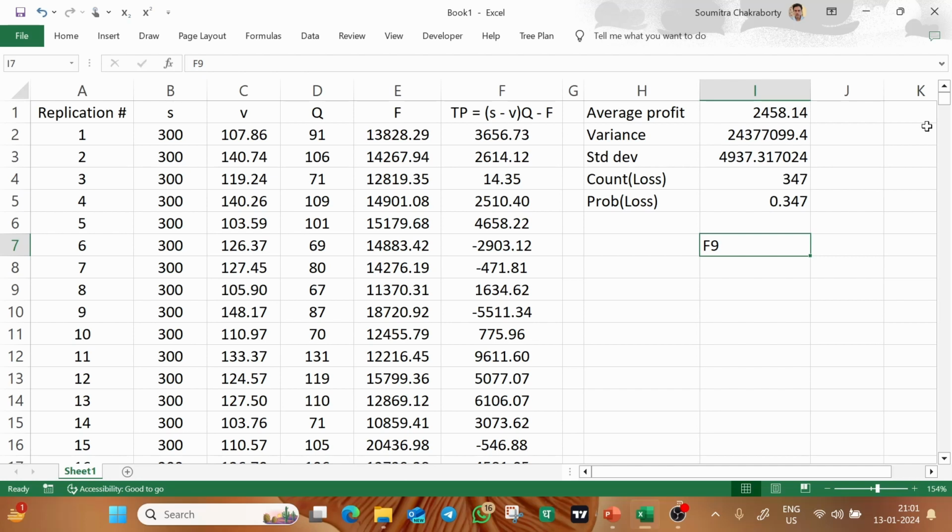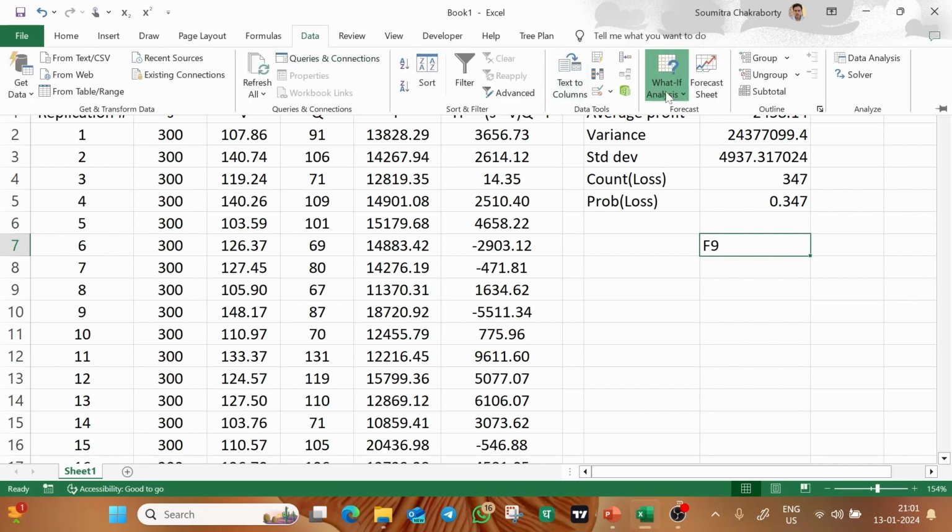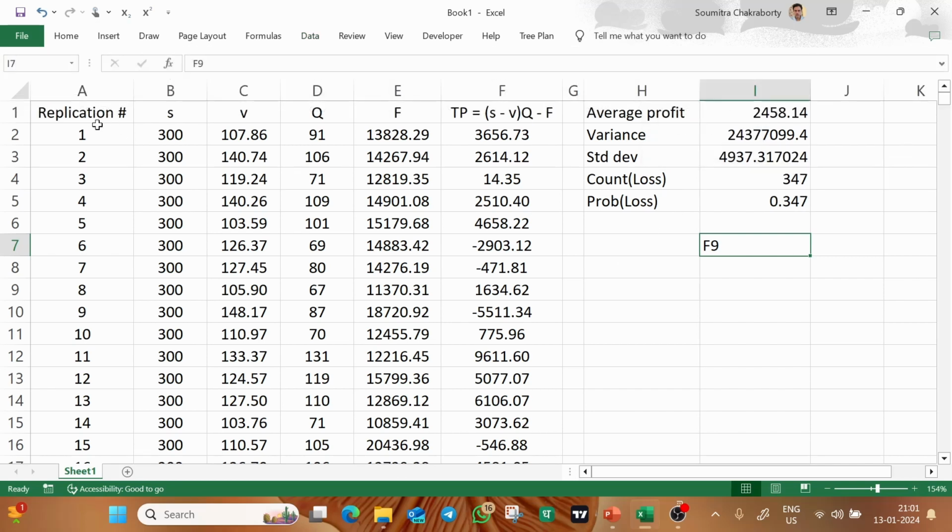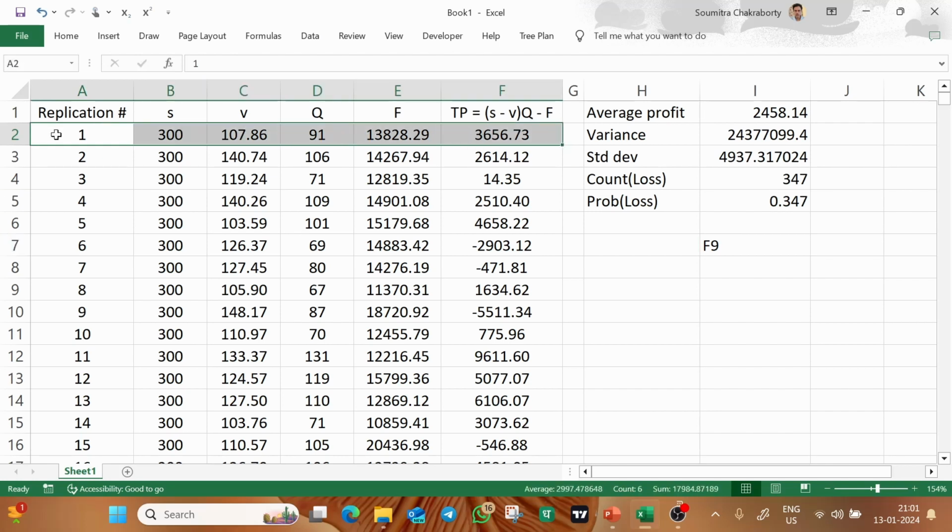And now in the next video we will see how we can develop the same model using the data table option. So if you go here, Data, What-If Analysis, there is something called Data Table here. If you use the data table option, then the first replication will be a model here, and all other replications will be made instantly by the data table only. So that is another way of creating a simulation model that we will learn in the next video.